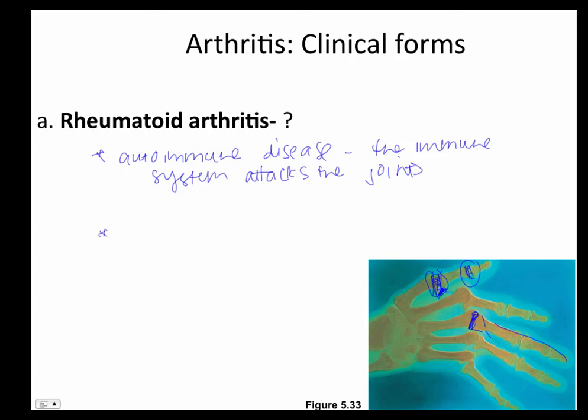Now, also characteristic, leading to deformities. Okay. All right, and that's it. So this is all we're concluding with for Chapter 5. I will see you in Chapter 6.